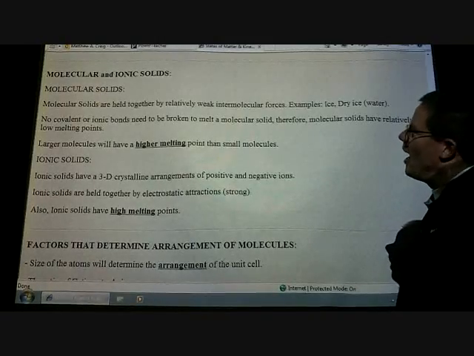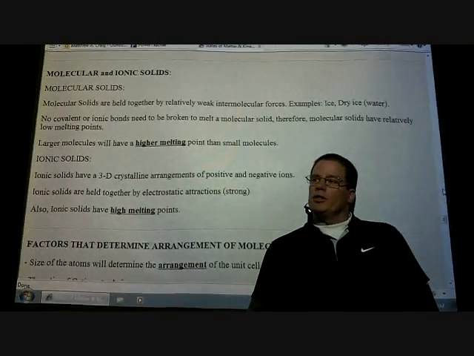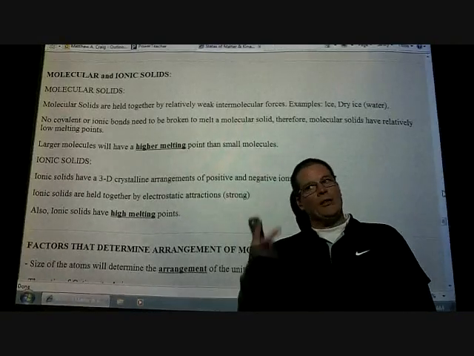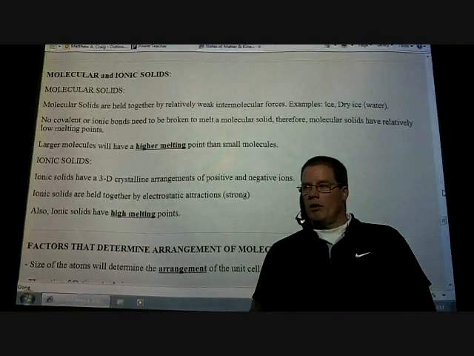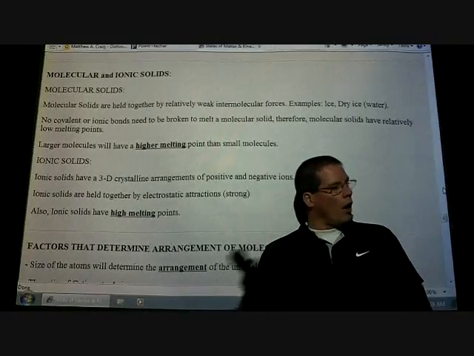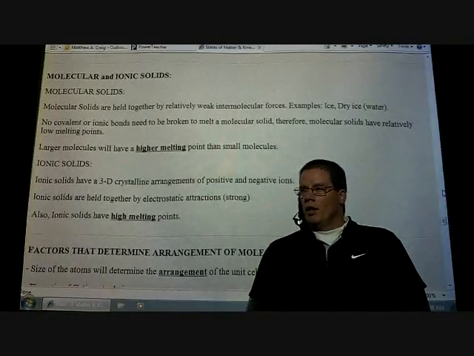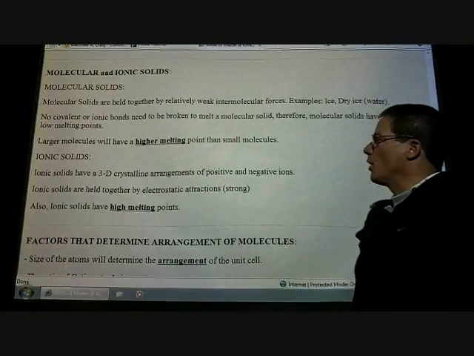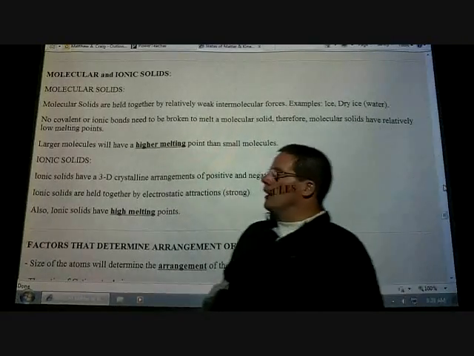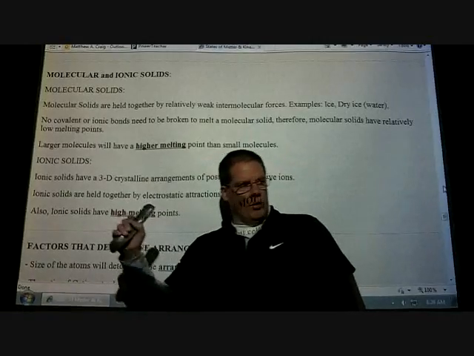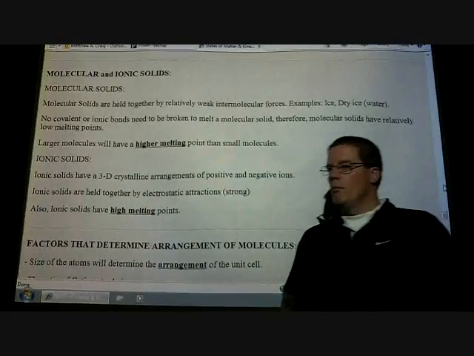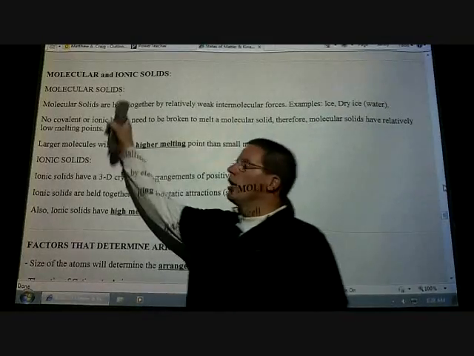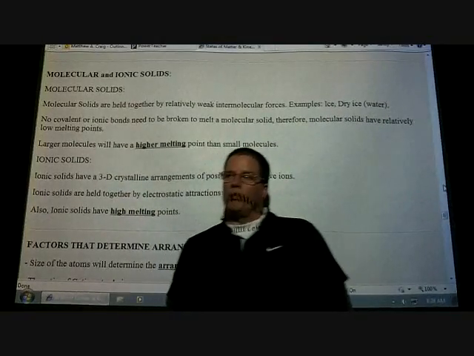All right, molecular solids. Molecular solids are made up of only nonmetals, but at least two different kinds of nonmetals. For example, water is a great molecular solid. It's made up of hydrogen and oxygen. When you're categorizing that, sometimes these are larger molecules, but they definitely have higher melting points or boiling points, whatever you want to associate that with. So molecular solids are at least two different types of nonmetals.